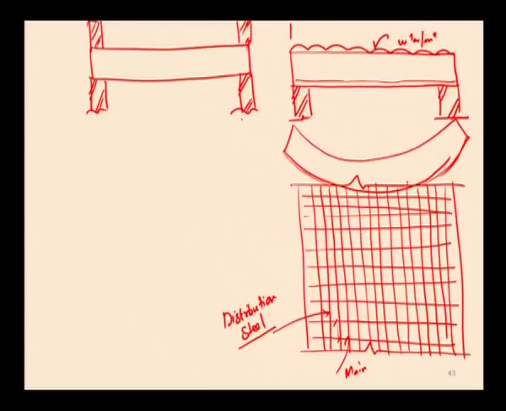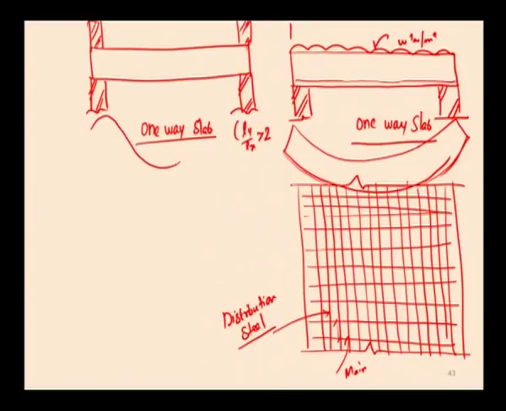If it is a one way simply supported slab, it is a one way slab. This is also a one way slab. So, here Ly by Lx is greater than 2. In the case of this slab, this is the bending nature of the slab.